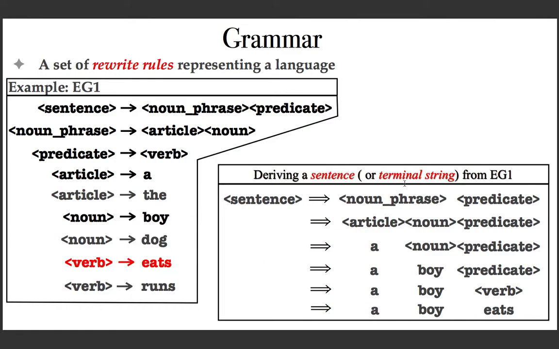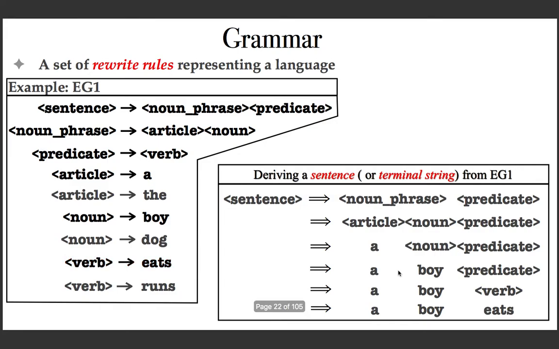A sentence is a string of terminals. So we have seen how a string of terminals known as a sentence can be generated from the start symbol of a grammar by applying zero or more rules. And the process of obtaining a string of terminals from the start symbol of the grammar is known as derivation.